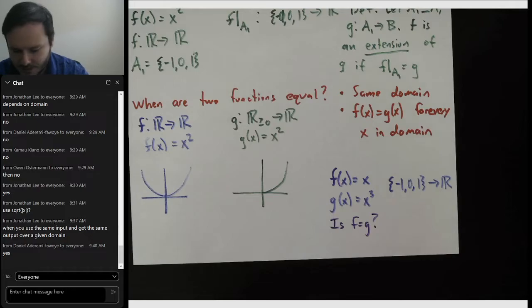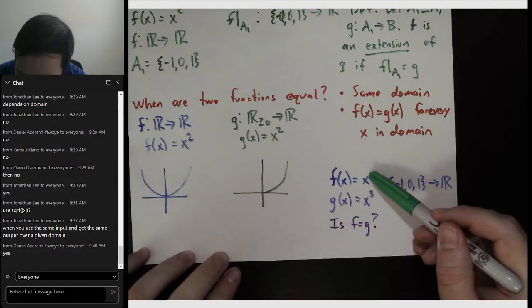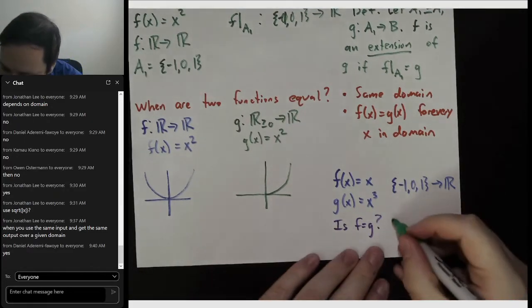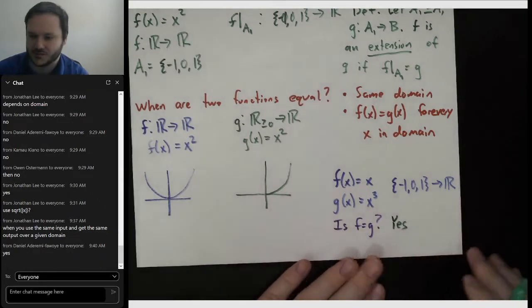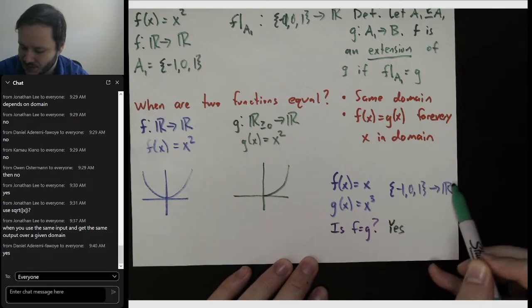Even though I've written them differently, even though I wrote this as f of x and this one as x cubed, f of x is equal to g of x. They are the same function. They all turn minus 1 into 1, 0 into 0, and 1 into 1.